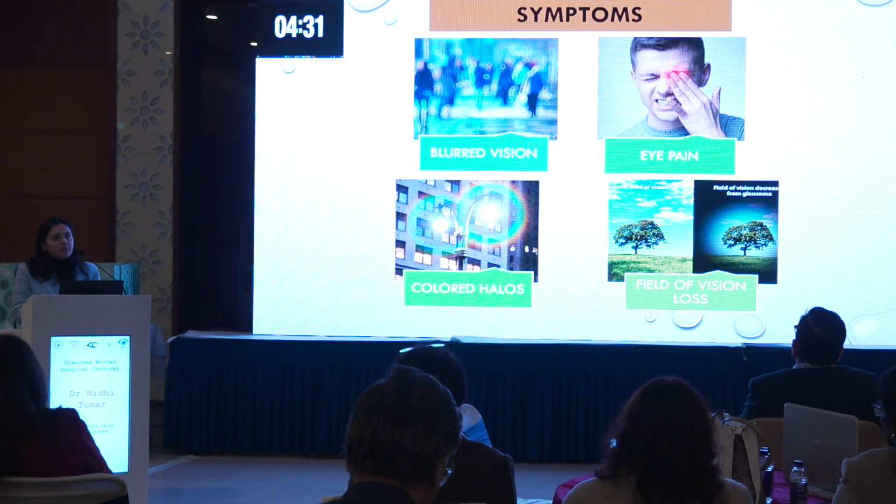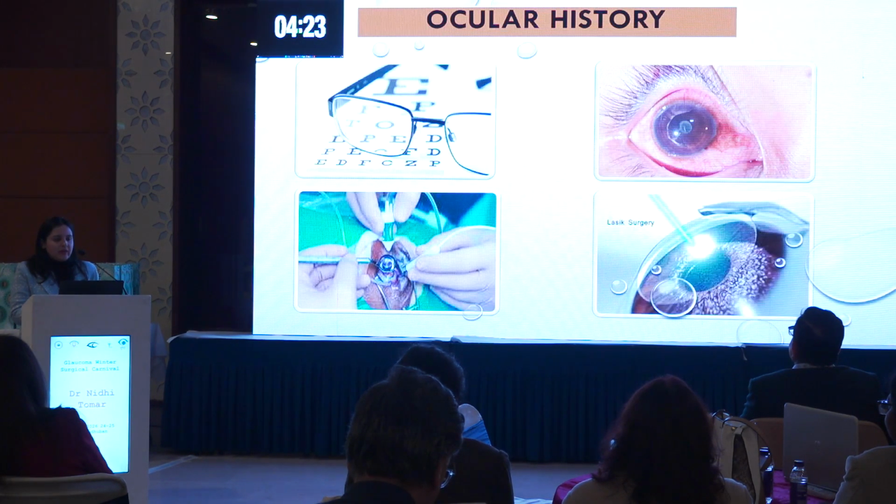We should give time to the patient to tell us their symptoms. Usually the patient complains of blurred vision, eye pain, colored halos, and field of vision loss. And the most important is the ocular history. We know myopia is one of the leading risk factors for glaucoma, and the Ocular Hypertension Treatment Study also shows that myopic patients have a 6 to 12 times fold risk of turning out to be POAG patients.